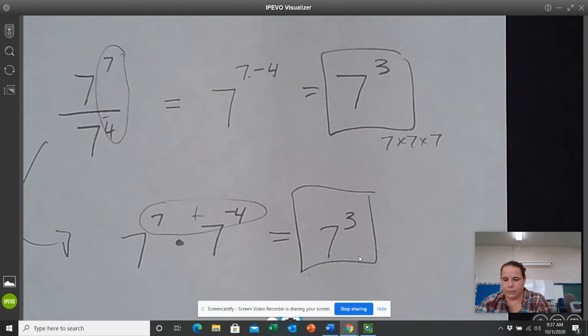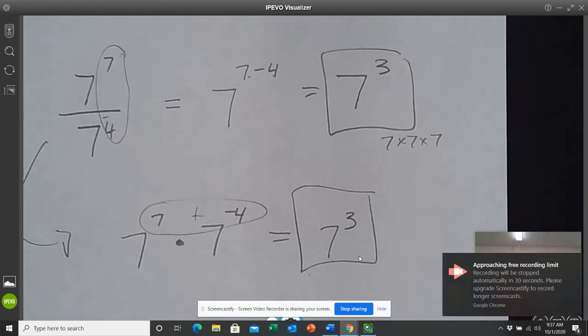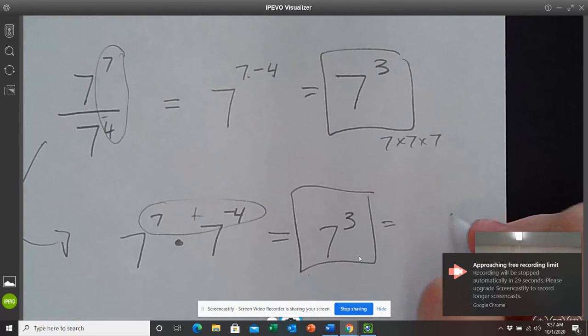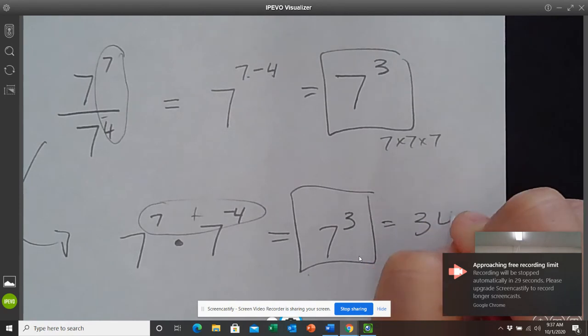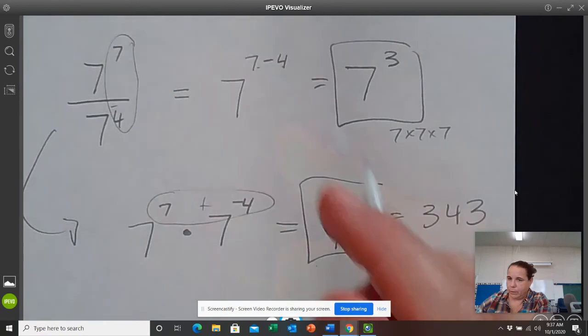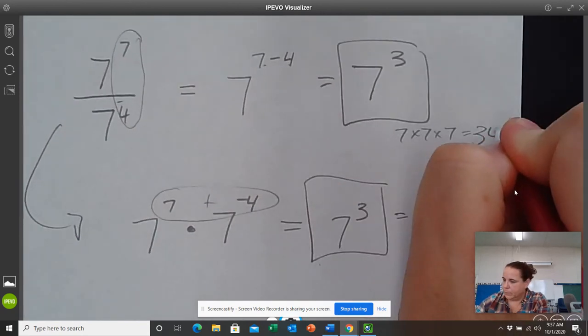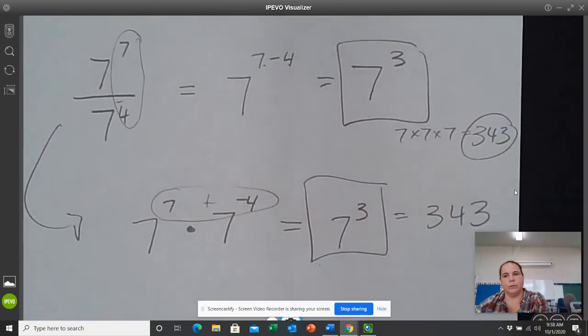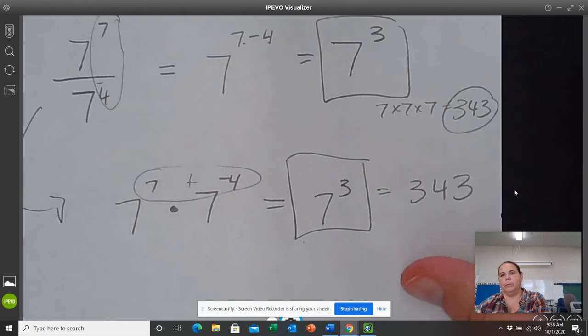So 7 times 7 times 7 equals 343. I don't know why these are values that stick in my head, but somehow they do. It's because it's 7 cubed. So remember cubes up to a certain point.